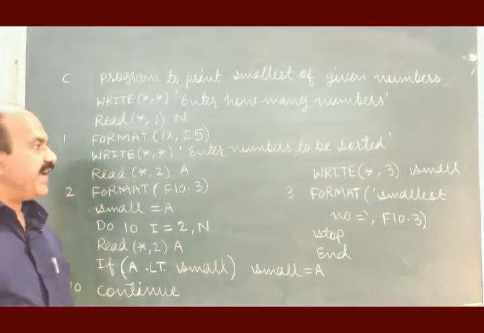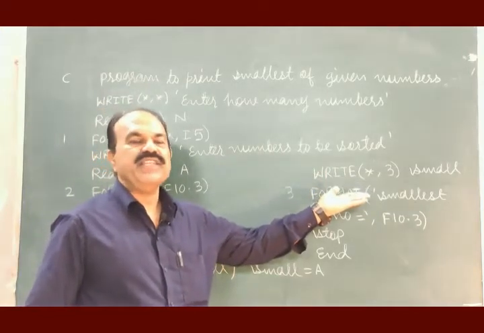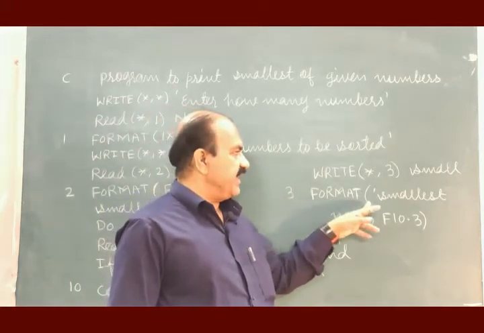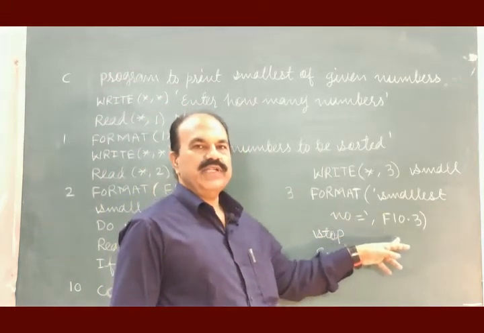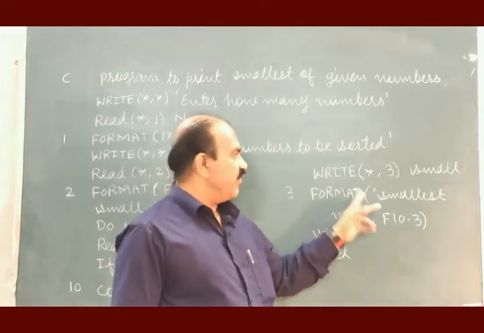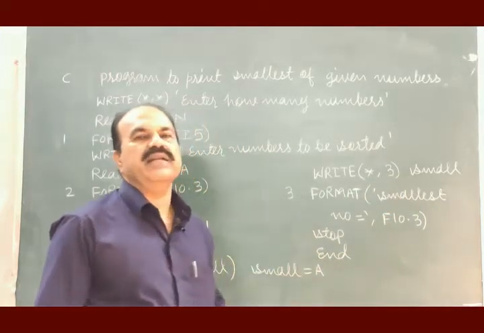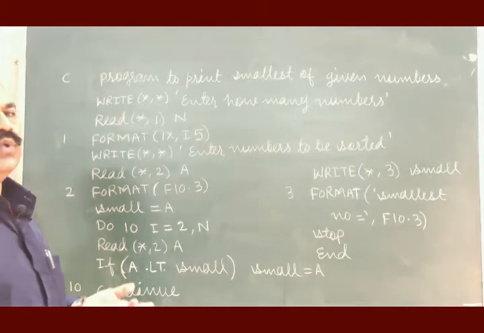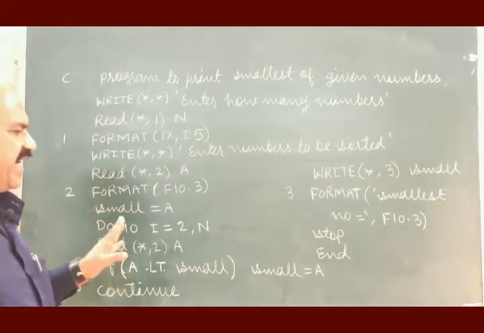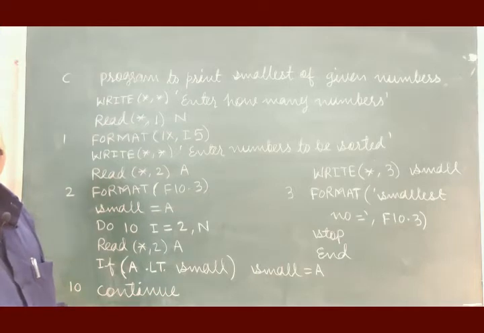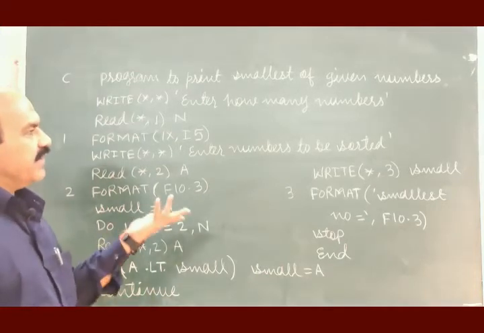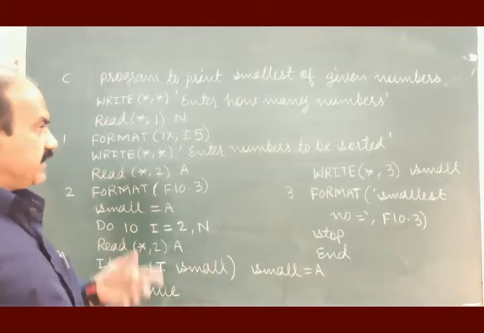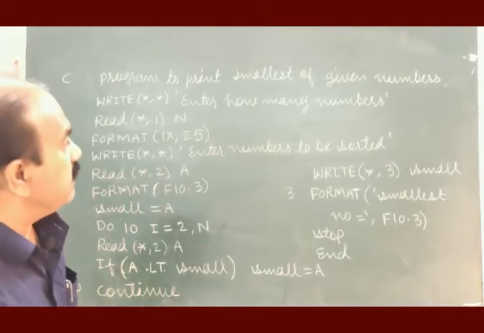After sorting this way, print the smallest number in this format, format 3. Format 3, smallest number is equal to F10.3. This is the format for this small. Stop, end. This is one more program as a practice using do loop. We may go for many such programs, but because of time limitations, let me stop here for the programming. And let us move to the next article.